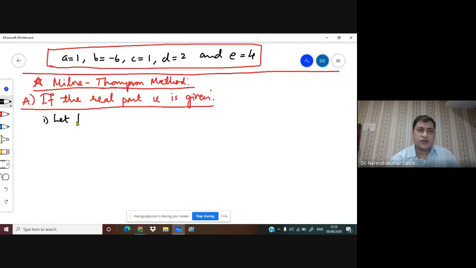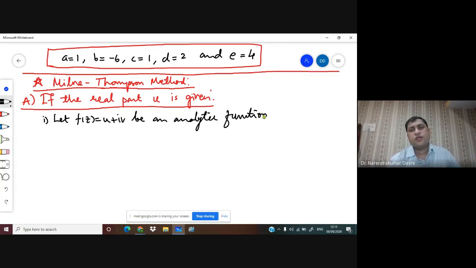First, declare that f of z is equal to u plus iv, an analytic function, with real part u, which is a function of x and y. So declare first that we want to find f of z, which is an analytic function, with the given real part u.